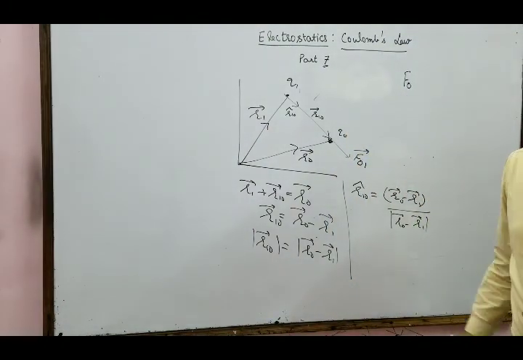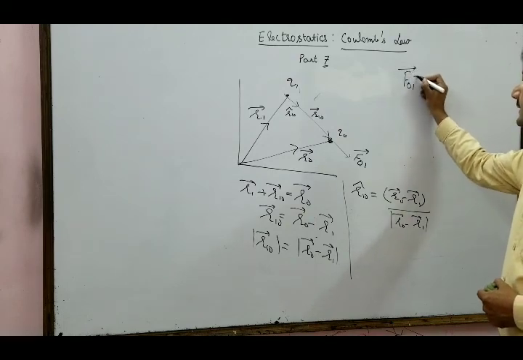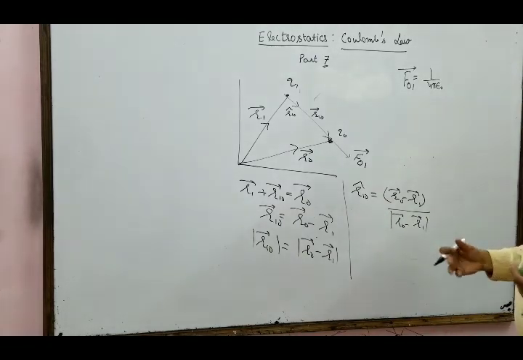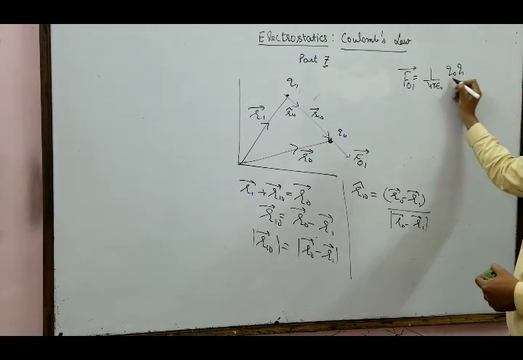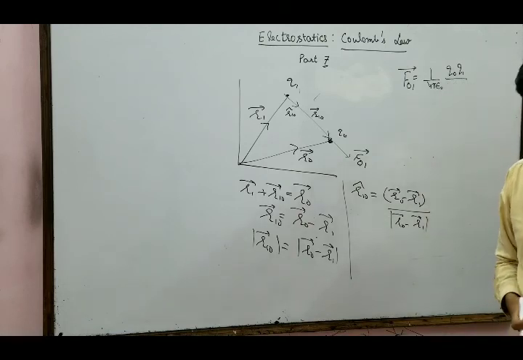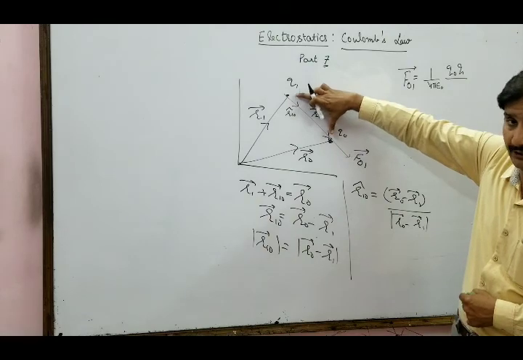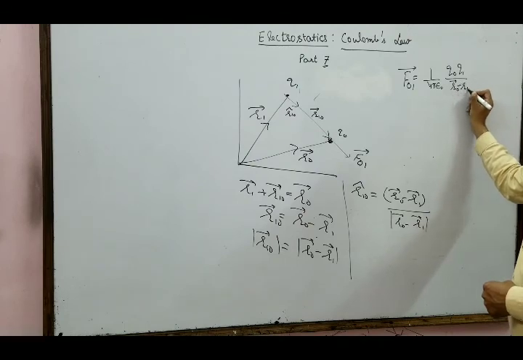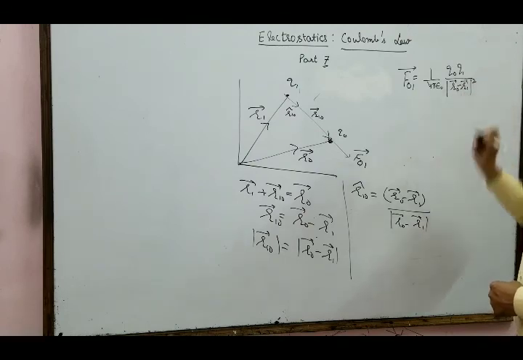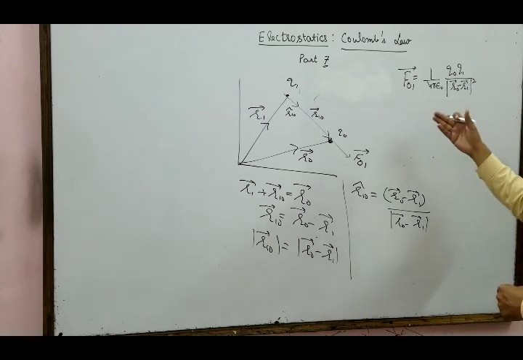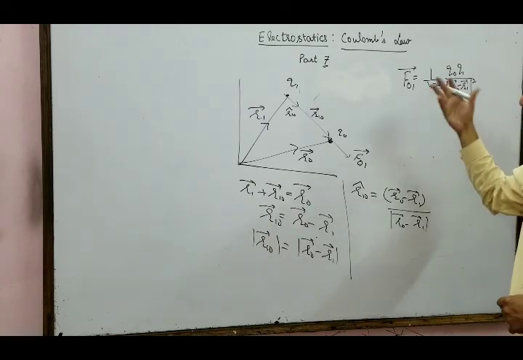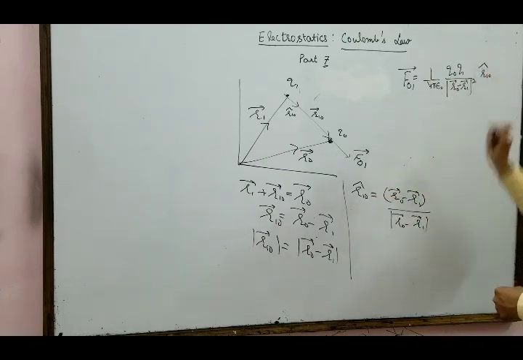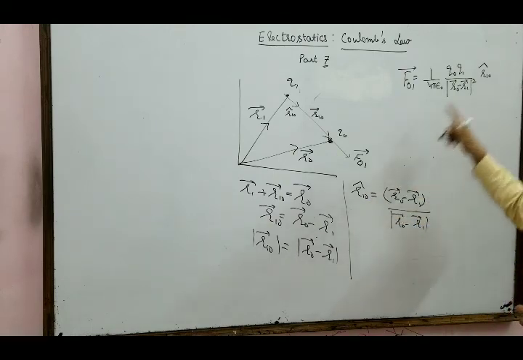The force F01 is given as 1 by 4 pi epsilon naught, the product of the charges, that is Q0, Q1, divided by square of the distance between them, that is the magnitude of this vector, which is modulus of r naught minus r1 the square, and then I need to give the direction to this force. The direction is given by r10 cap. You can put in the value of r10 cap over here.